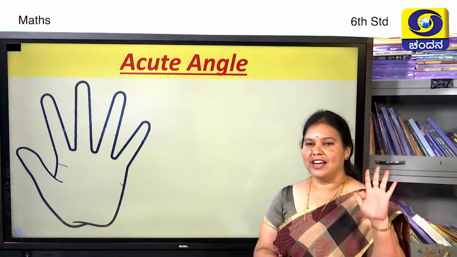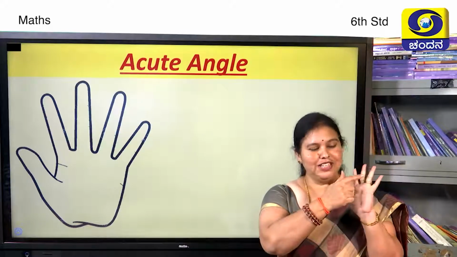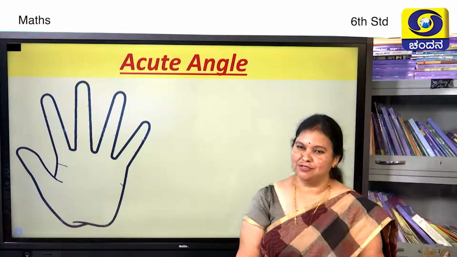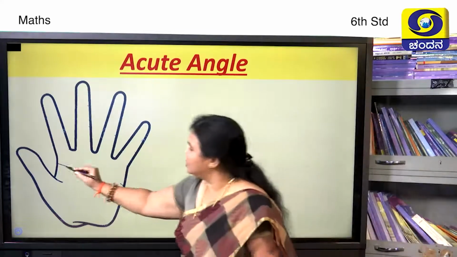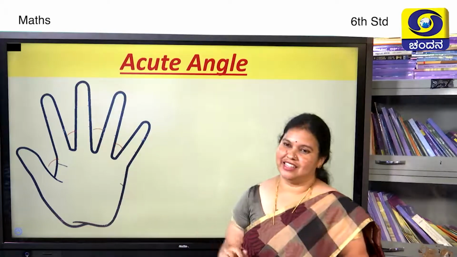Here we have some examples for acute angles. Just open your hand and see how the angle is formed between your fingers. So, you can find angles in between fingers. See how these angles are formed? Yes, these are less than a right angle, isn't it?